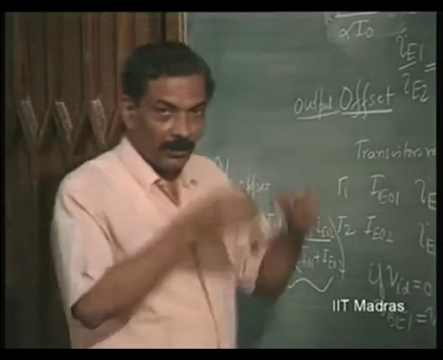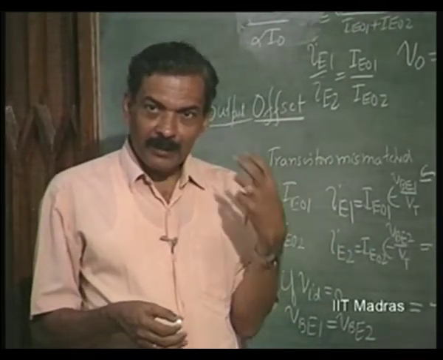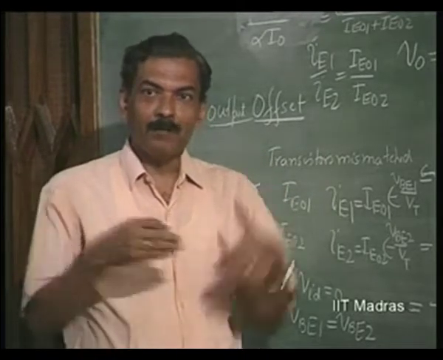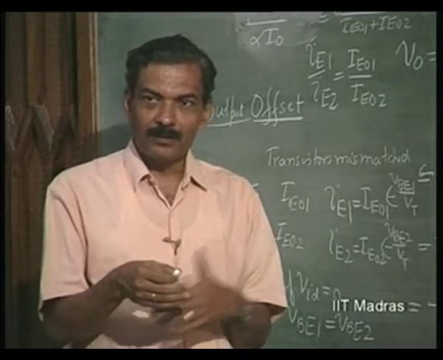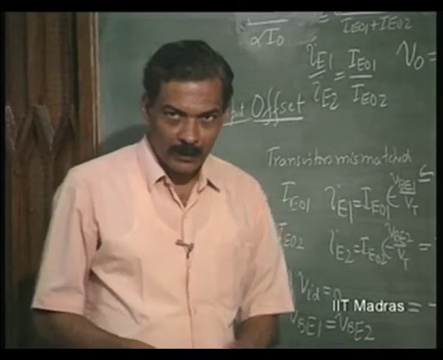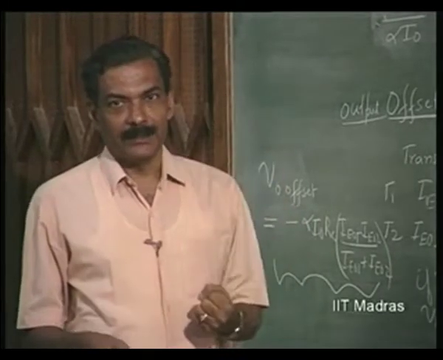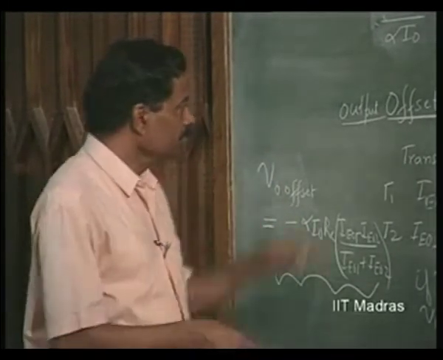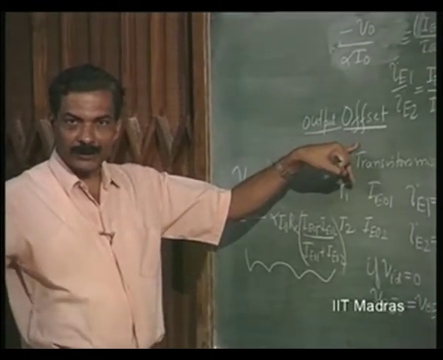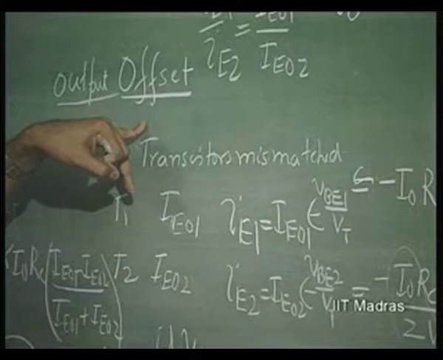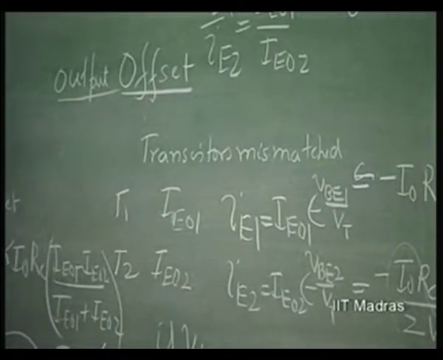Now that we know the origin of this offset, it will be clear how to compensate for it, so that if it is not 0, we can make it equal to 0. Now, the output offset is defined as follows. Is this clear? When the input is 0, what the output is, this is called output offset. Input offset we will now talk about.